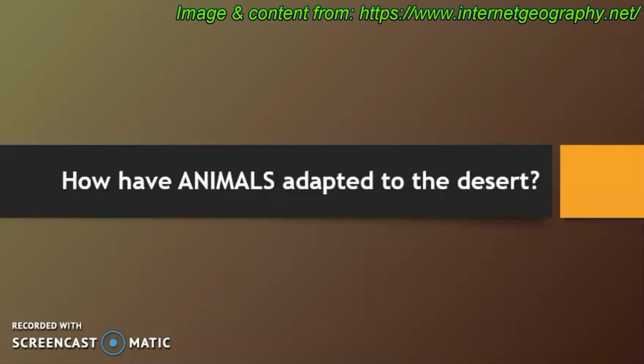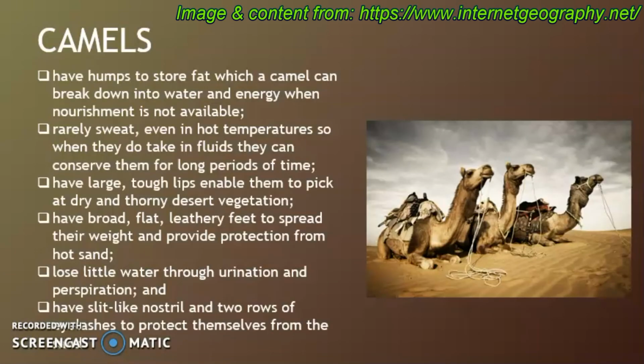How have animals adapted to the desert? It is very interesting. Can we live in scarcity of water? These animals do. Number 1 in rank are the camels. They have humps to store fat, which a camel can break down into water and energy when nourishment is not available. They rarely sweat, even in hot temperatures, so when they do take in fluids, they can conserve them for a long period of time.